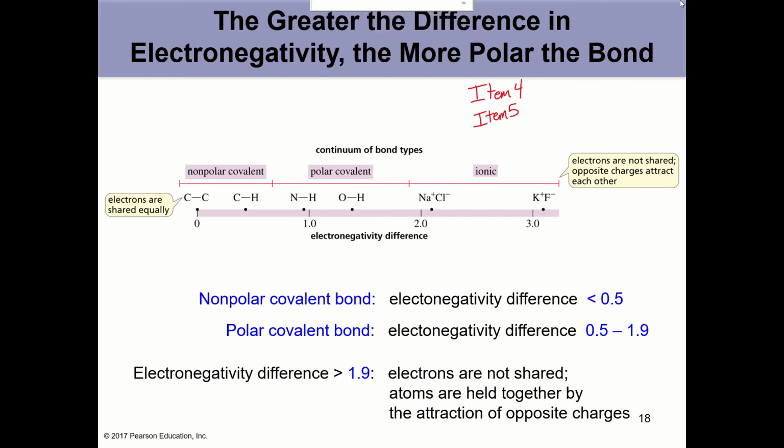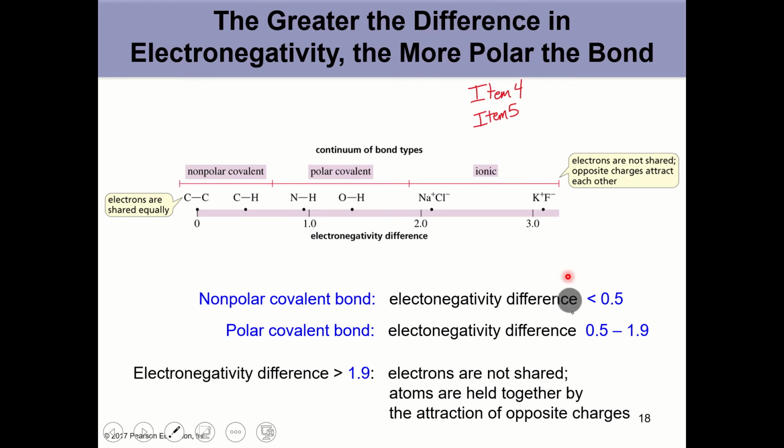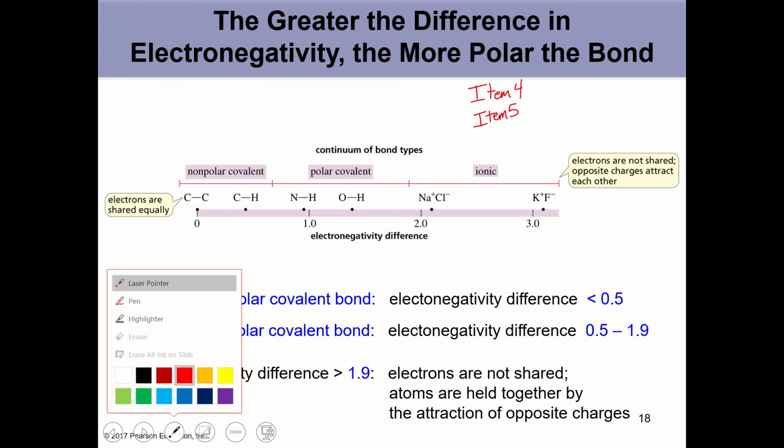So we talked about polar bonds. Now we're going to define bond type based on electronegativity. The greater the difference in electronegativity, the more polar a bond is. If the difference in electronegativity is small, it's considered nonpolar covalent. So if we have an electronegativity difference of less than 0.5, it is considered nonpolar covalent.